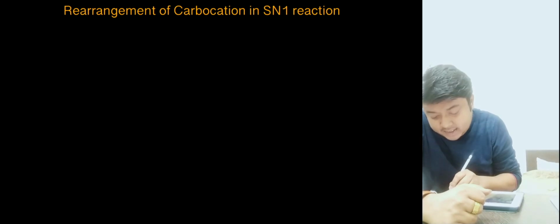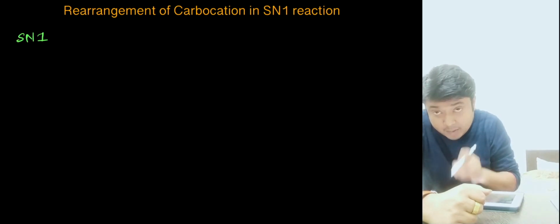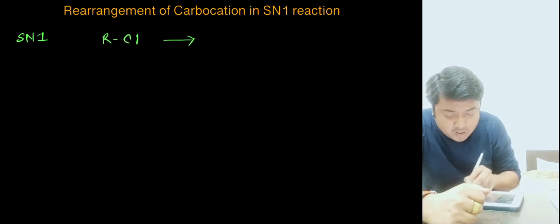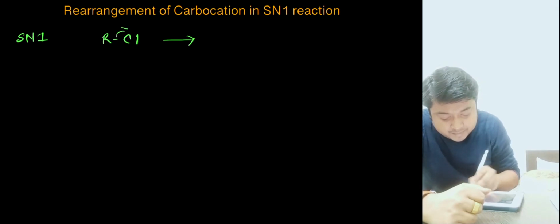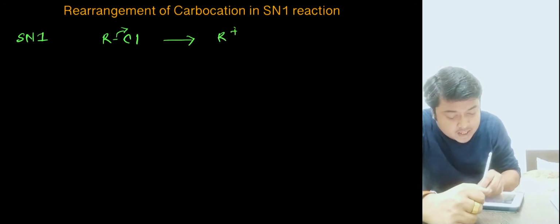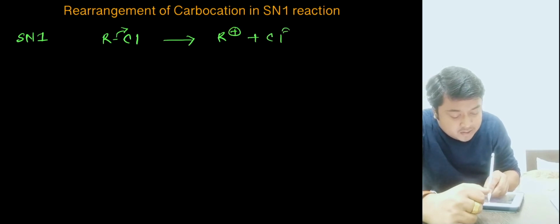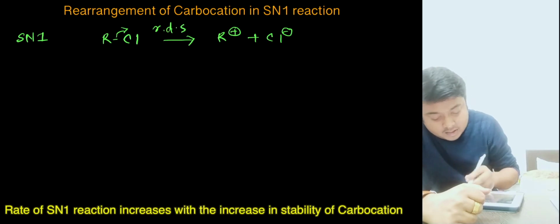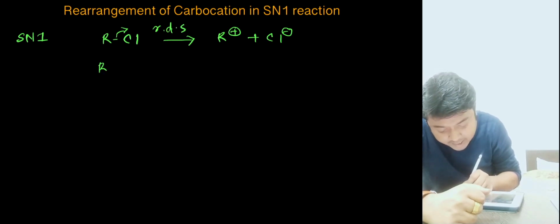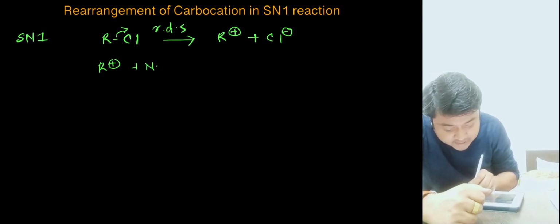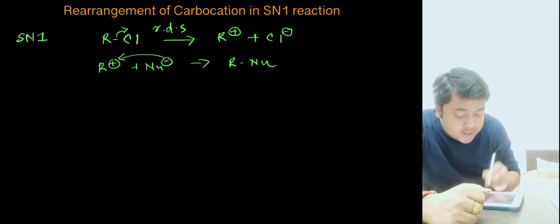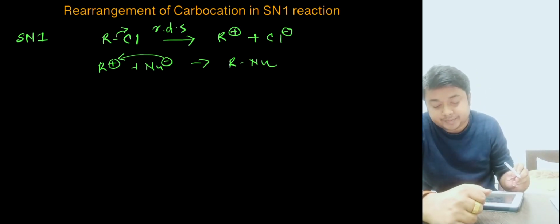Students, you know that in SN1 reaction, carbocation is formed. Here I have taken a substrate RCl where R is the alkyl group and Cl is the leaving group. In the first step of SN1 reaction, carbocation is formed and the leaving group is removed. And this is the RDS. In the second step, the carbocation is attacked by the nucleophile and we get the product of SN1 reactions.